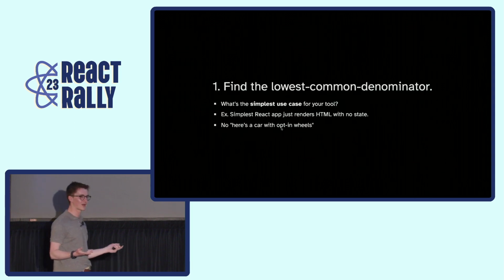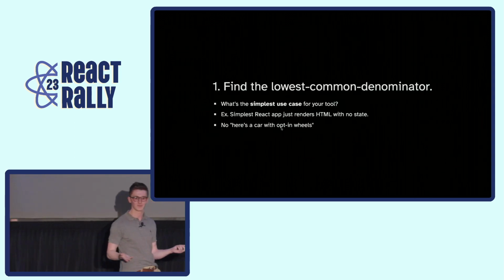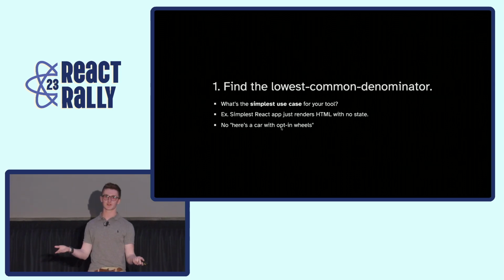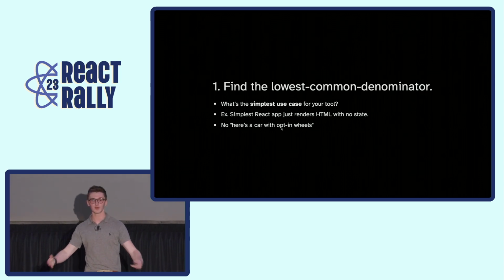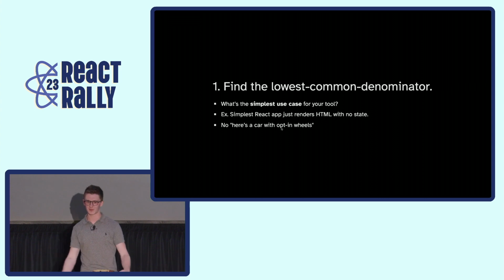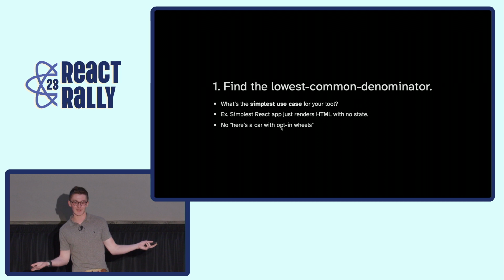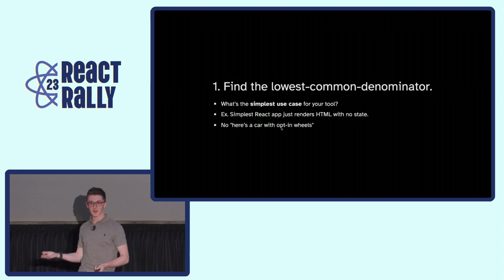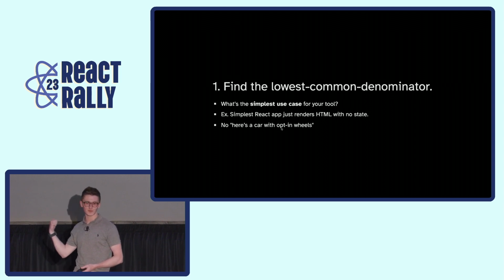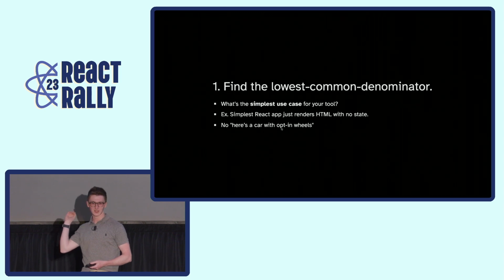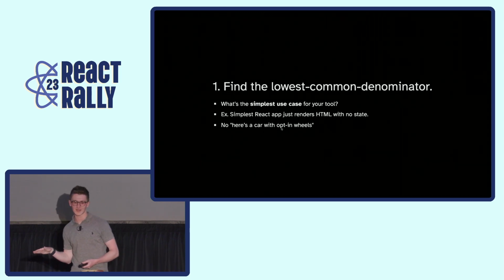So the first, around finding the lowest common denominator, you want to start with what the simplest use case for the tool will be. So the use case for the framework or the library that you're building. And for React, for example, the simplest use case is just rendering some text to the page, the hello world, the marketing splash page, whatever that is. So you want to make sure the default is optimized to make that experience really fast. Like just server render it, ship it to the user, and that's it. That would be the best default.